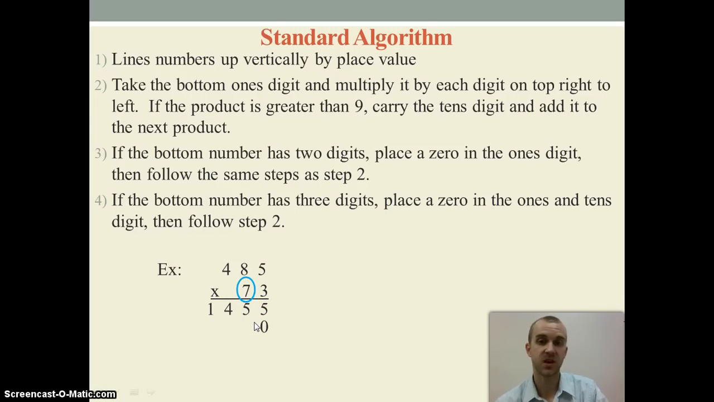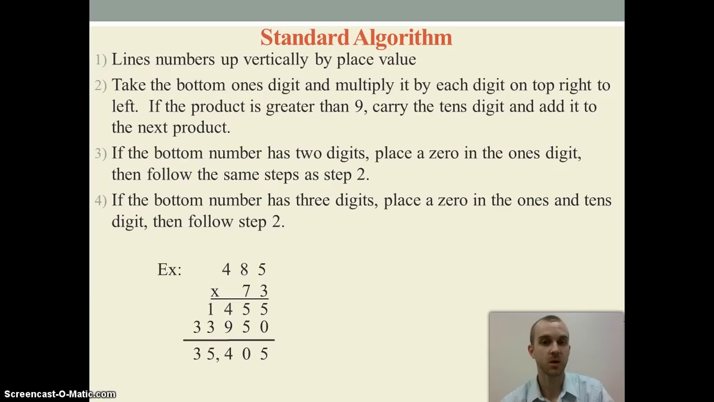Then 7 times 5 is 35, carry the 3. 8 times 7 is 56, plus 3 is 59, carry the 5. And then 7 times 4 plus 5 gives me 33. Now I add up my two products, and I'd end up with 35,405.